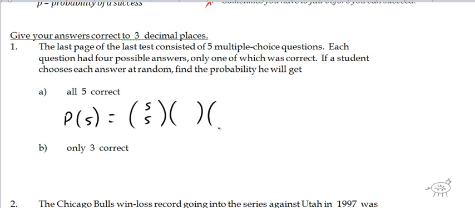Okay, and remember, this is our success, and this is our failure. And these are probabilities. So what's the probability of success? Well, think about it. If it had 4 possible answers, isn't it 1/4? Right? That's 1/4 is success, and 3/4 are failure.